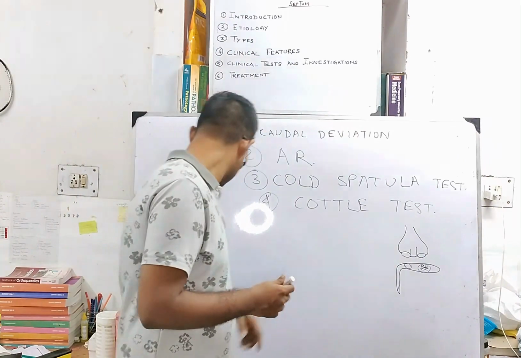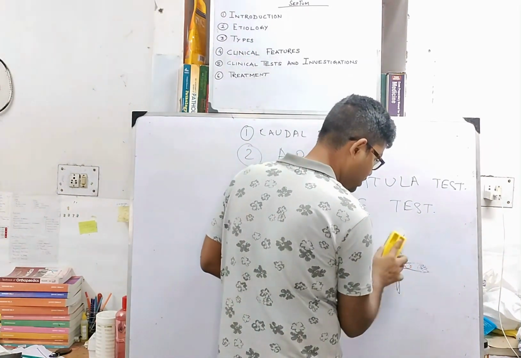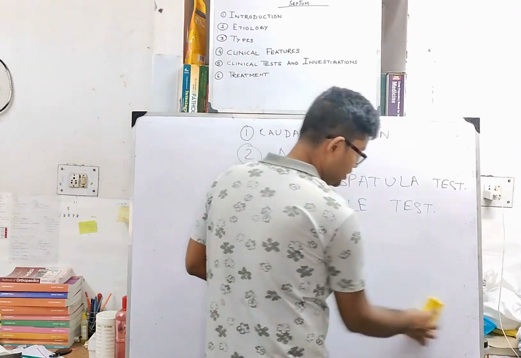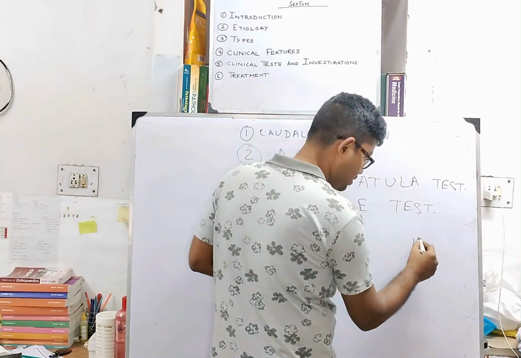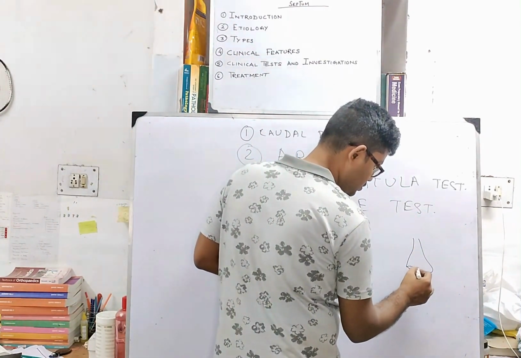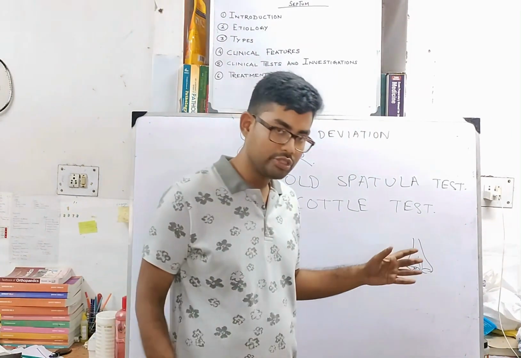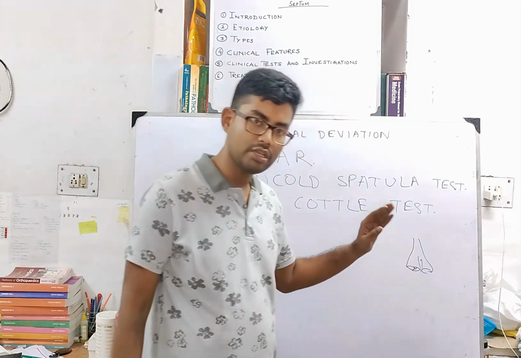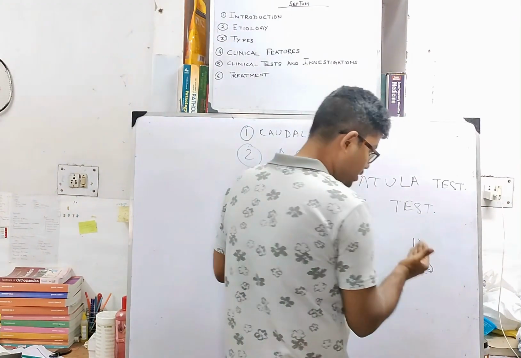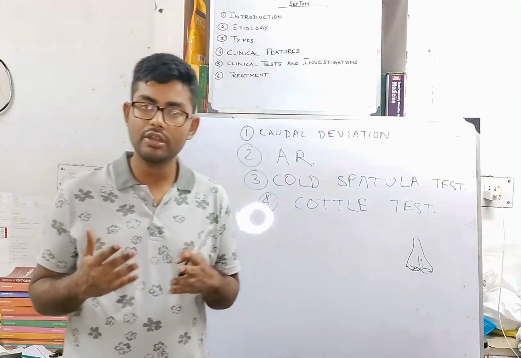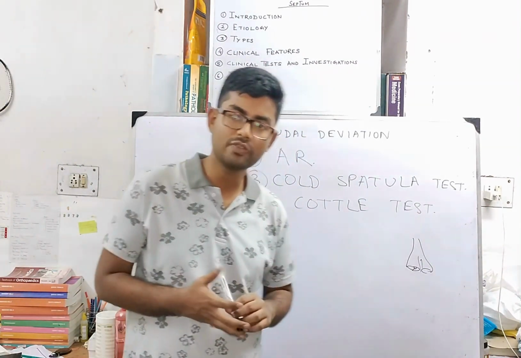Then coming to the Cottle test, in the Cottle test we test the functioning of the nasal valve. Suppose this is again your nose. These are the two nostrils and this is the septum. If there is a deviated septum involving the nasal valve area, even a small deviation can cause a severe obstruction when the deviated nasal septum involves the valve area.